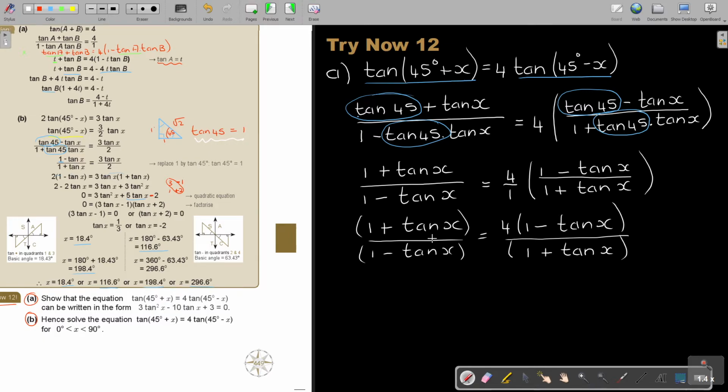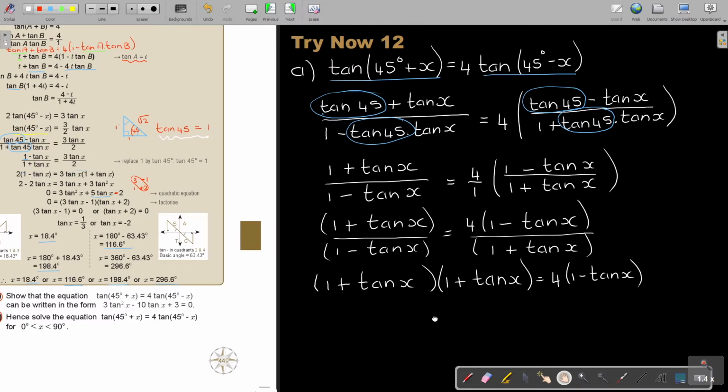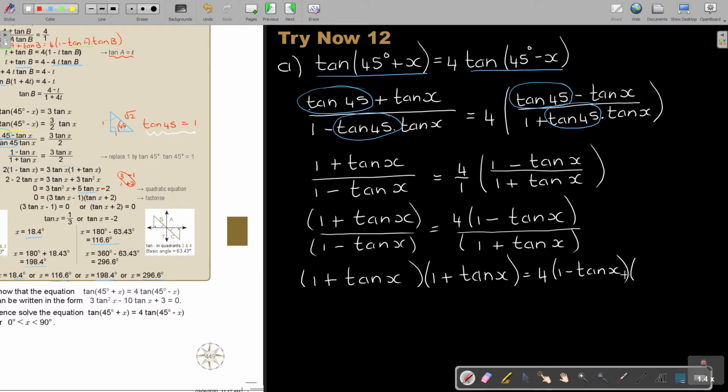Put your brackets, and it's 1 term equals 1 term, so I can cross multiply. So it's going to be 1 plus tan x multiply 1 plus tan x. Do you see that that's exactly the same? Tan x. And that's equal to 4 times 1 minus tan x, and it's going to be 1, also 1 minus tan x.